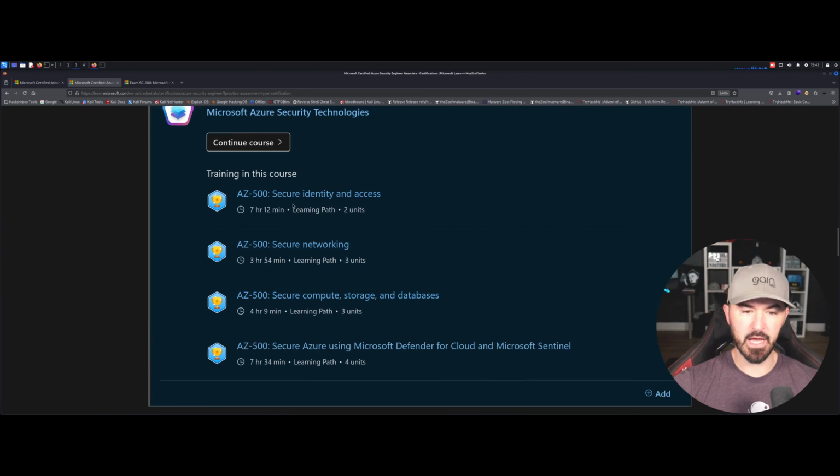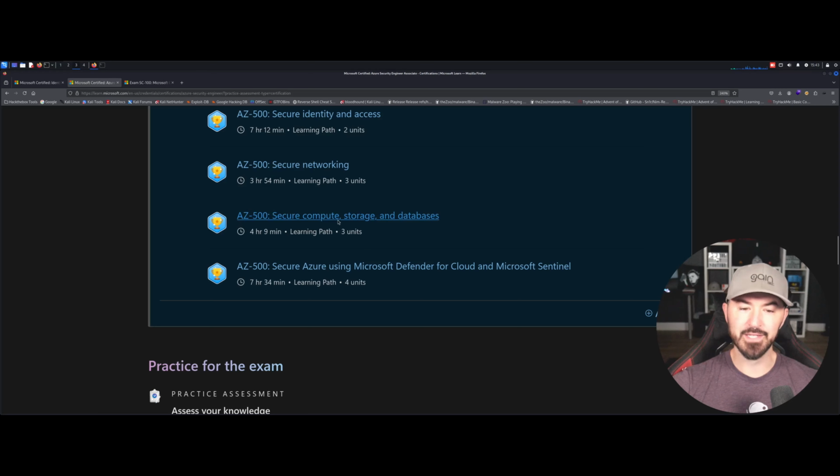So then you see secure identity and access, securing networks, secure compute, storage, and databases. I did get a lot of stuff with secure compute and storage. I did get quite a few questions about that, probably at least like 15, I think. So this was a big one. And secure Azure using Microsoft Defender for Cloud and Microsoft Sentinel. So this overlaps with the SC-200 exam. The SC-200 is more focused on MDE, Microsoft Sentinel, and all that stuff.